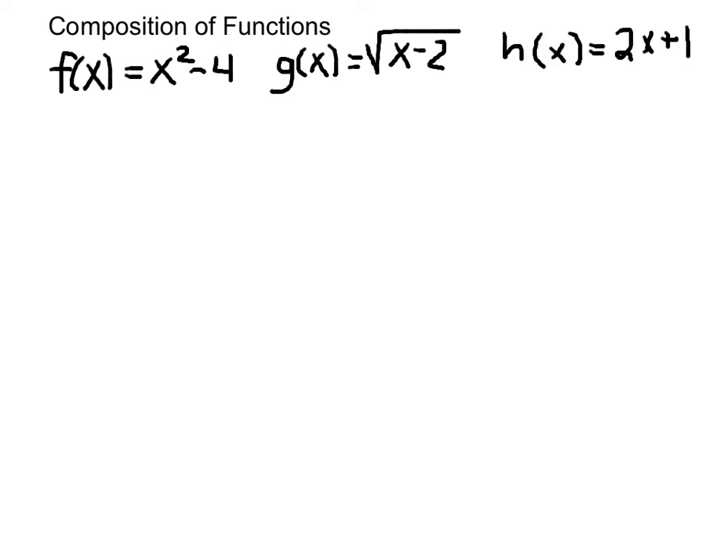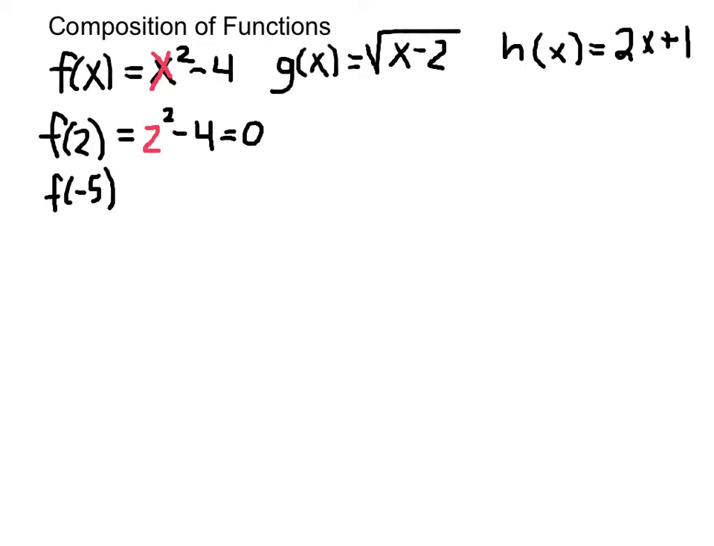This lesson is about the domain and range of compositions of functions, and let's start off with the basic function notation. If you were asked to find f of 2, this would ask you to take the 2 and substitute it in for x in the f equation. So f of 2, the 2 would replace the x, so it would be 2 squared minus 4, which is 0.